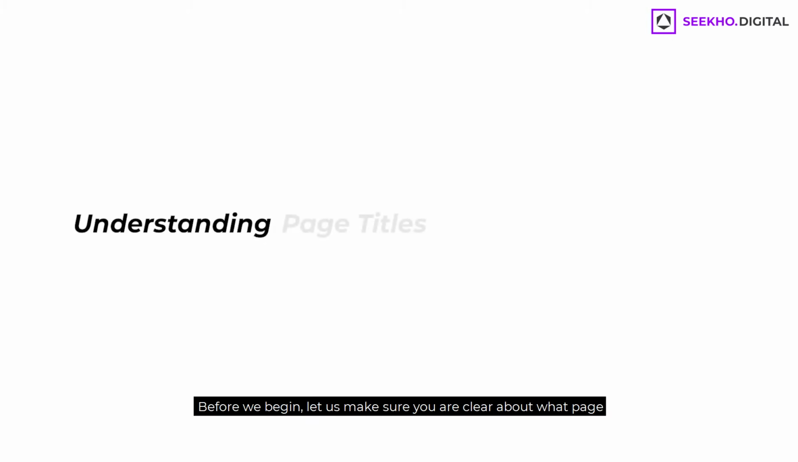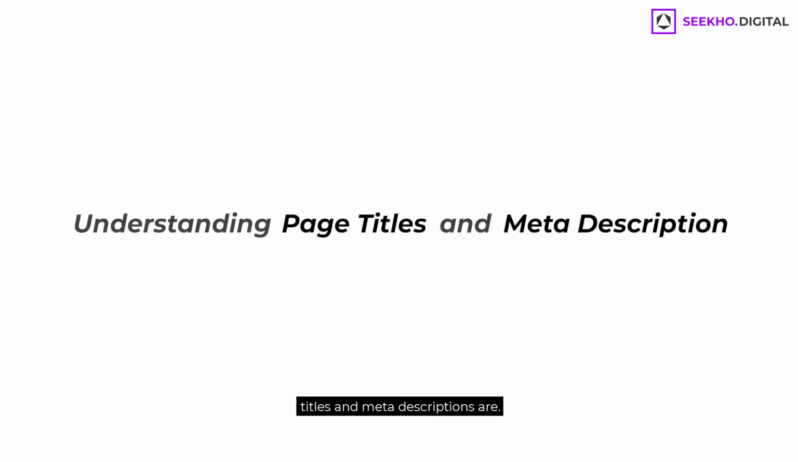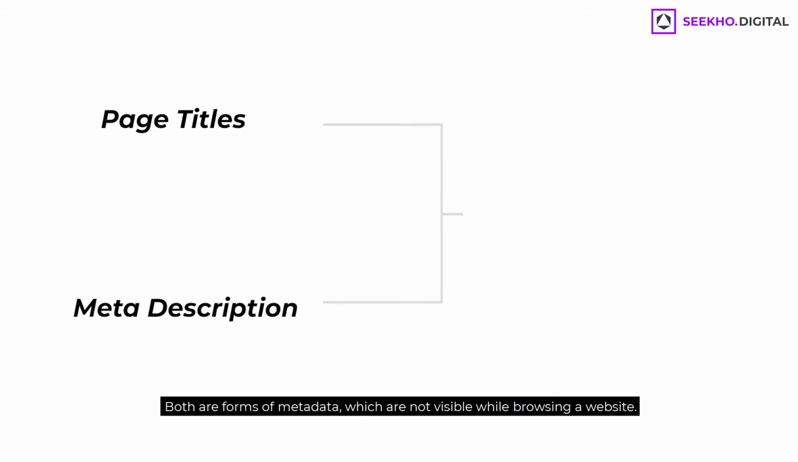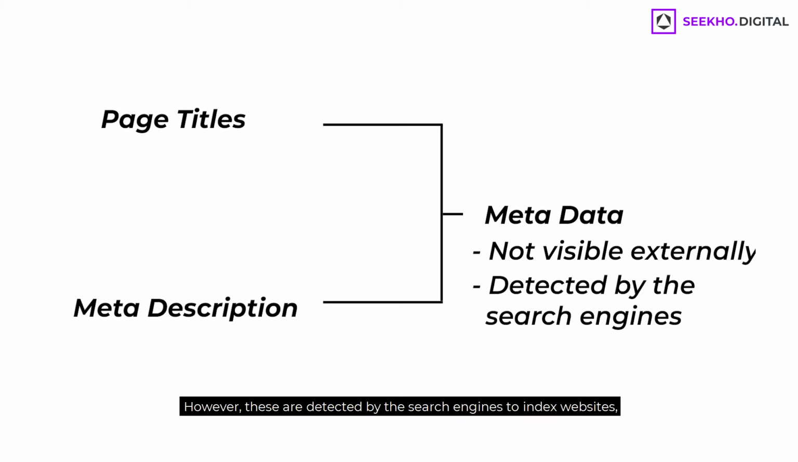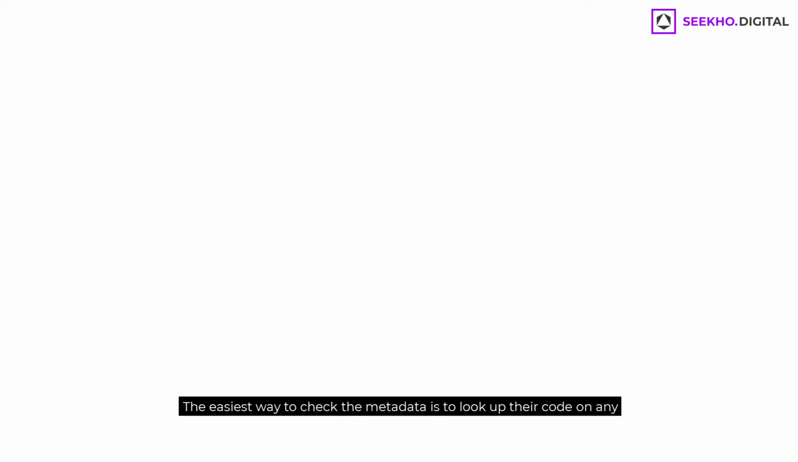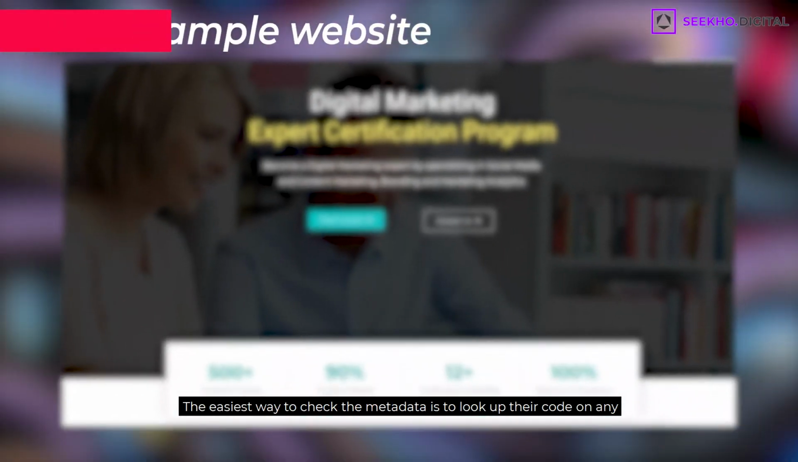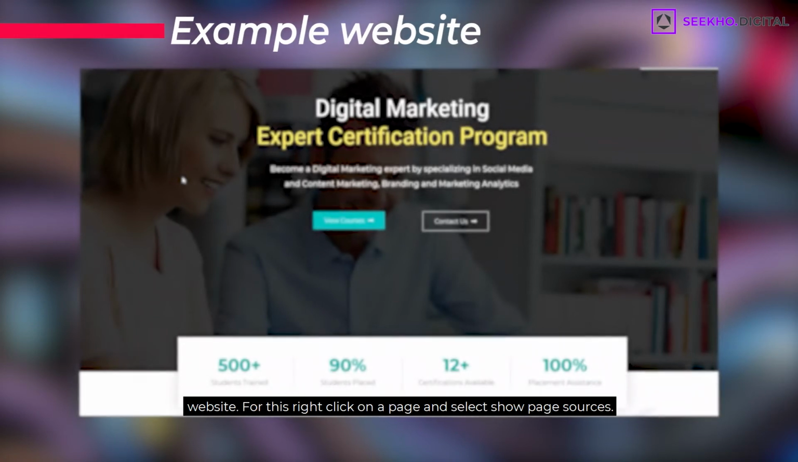Before we begin, let us make sure you are clear about what page titles and meta descriptions are. Both are forms of metadata which are not visible while browsing a website. However, these are detected by the search engines to index websites, which makes them essential. The easiest way to check the metadata is to look up their code on any website.